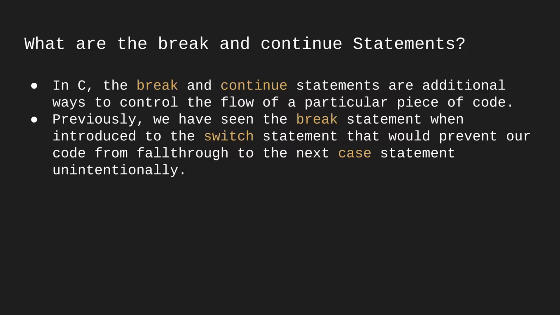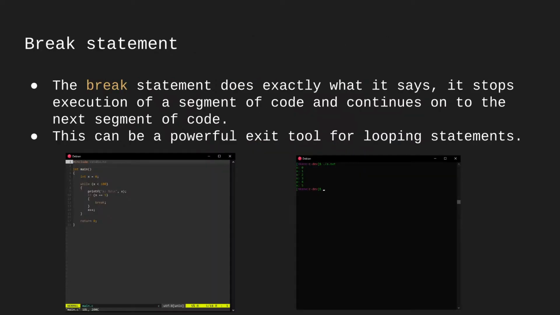However, we've seen before that we use the break statement in a switch case statement in order to prevent something called a fall through, which was unintentional. So again, we've seen the break statement already, but this is how we can use the break statement inside of a loop to stop looping with a particular condition.